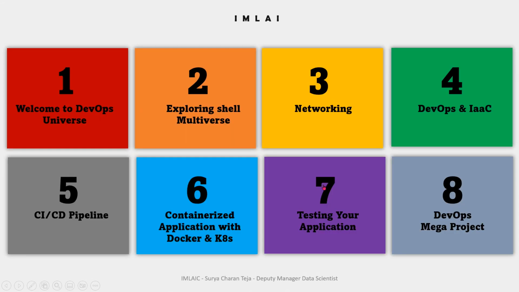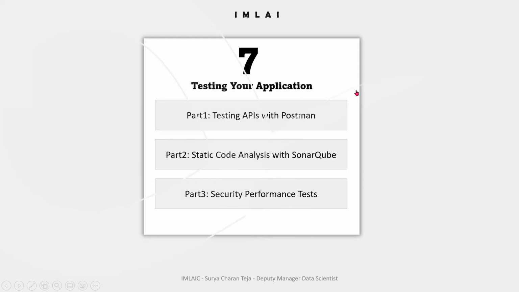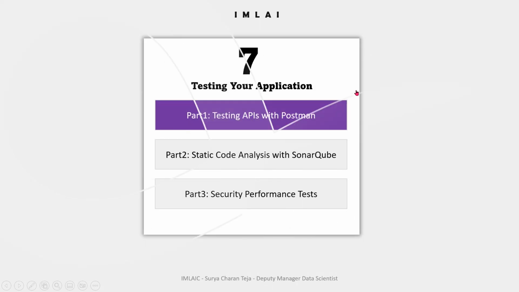Then the seventh module is testing your application. Postman is the one which we have used for testing APIs, and not only the testing part, we are going to see everything about Postman completely: API, how do you fetch data from an API, how do you write documentation, everything we are going to look into.